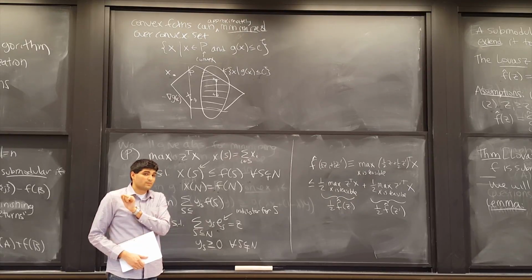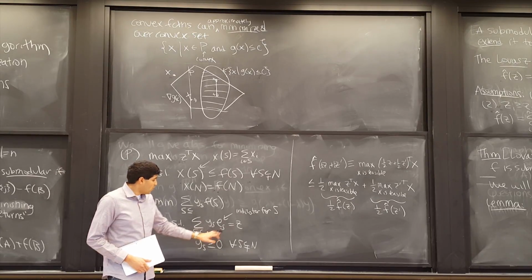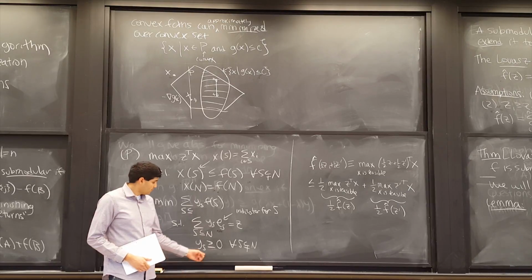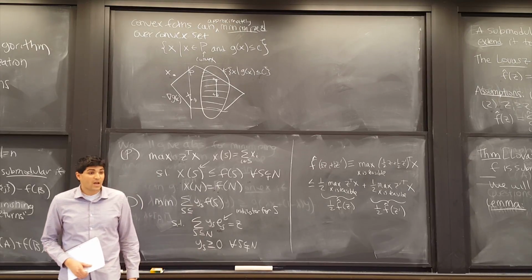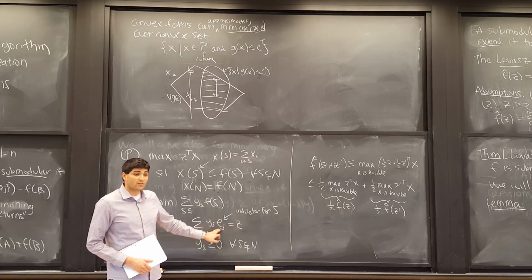E_S is a vector of length little n. And what is y_S? y_S is a variable, but not a vector. It's just a real, a non-negative value. So this gives me exponentially many vectors.